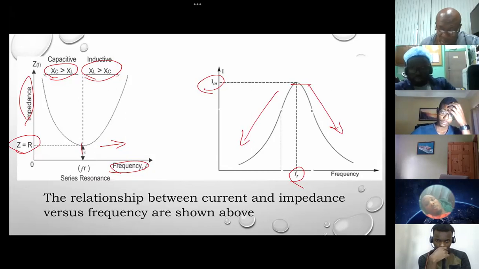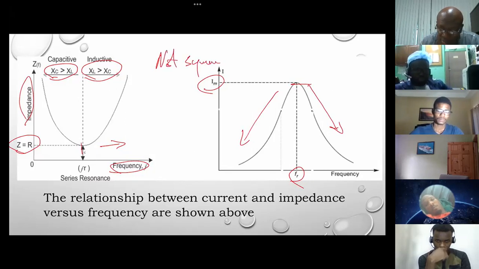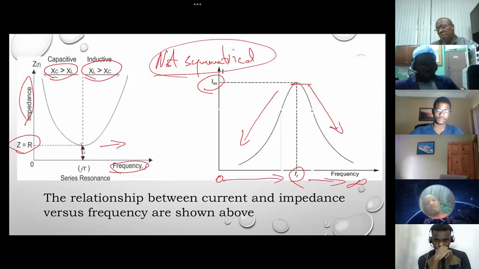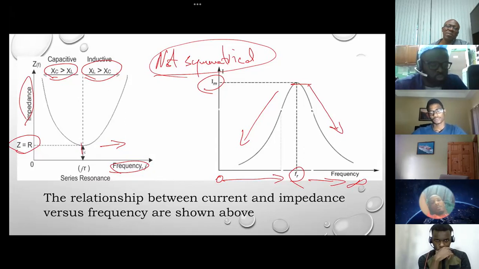Now, just a quick note, these curves are not symmetrical. For obvious reasons. There's a limiting value up to FR, and on the other side, this goes to infinity. So it's not symmetrical. And two, XC and XL vary differently.